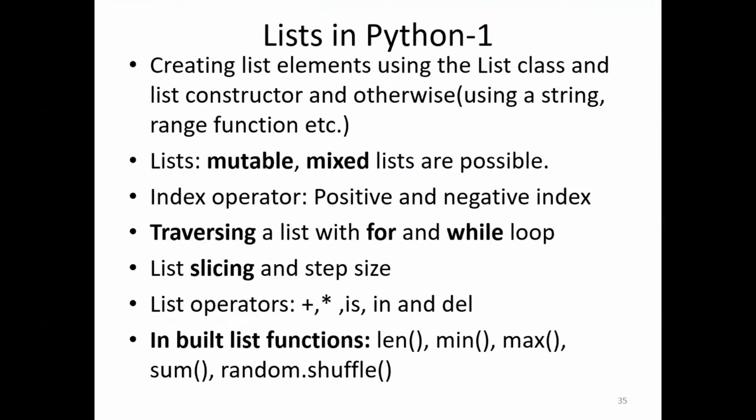Next, we see that lists are mutable. Mutable means that you can vary the elements of a list. Mutable is something which can be changed. Immutable is something which cannot be changed. So lists are mutable and mixed lists are possible.